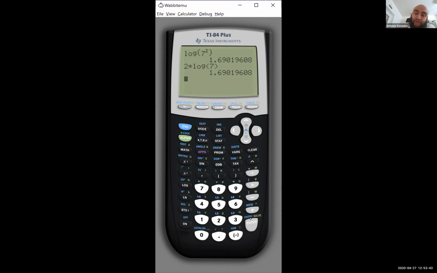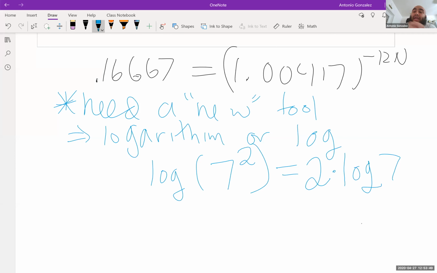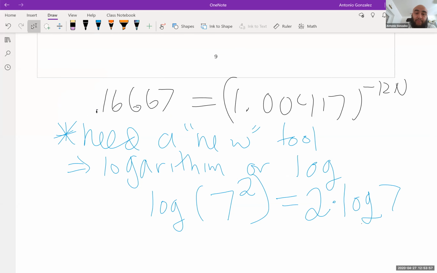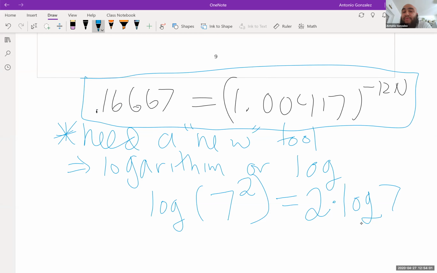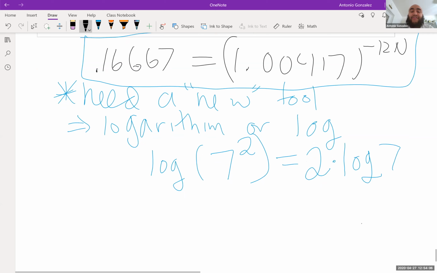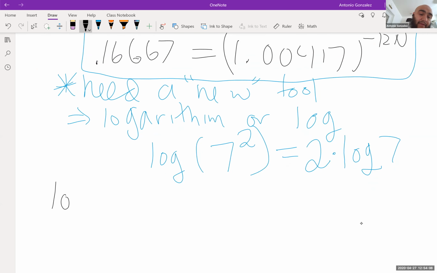So let me switch over here to my notes. I could show you what we're gonna do when we come to the point where we have a variable in the exponent. All right, so once we're here, we're gonna use our new tool, right? Once we're at this point where the variable is in the exponent, we're gonna use our new tool, and that new tool is you're gonna take the log of both sides of the equation.